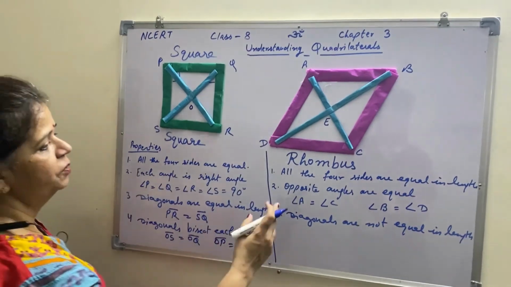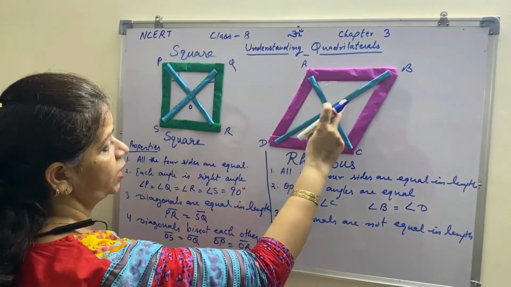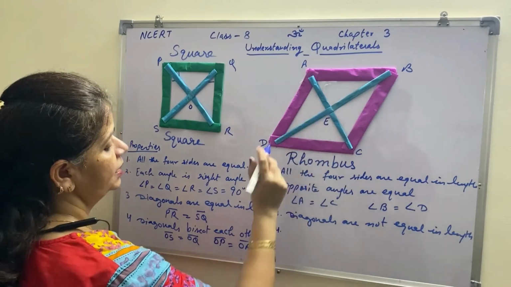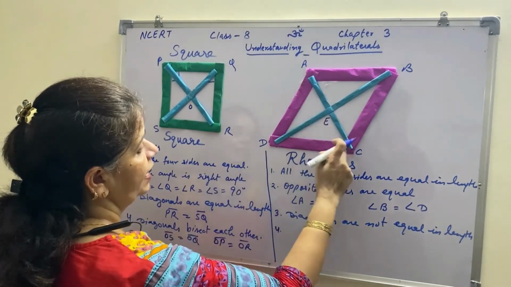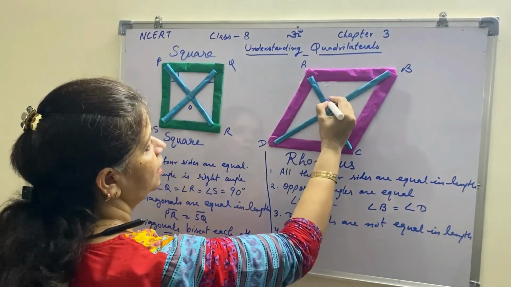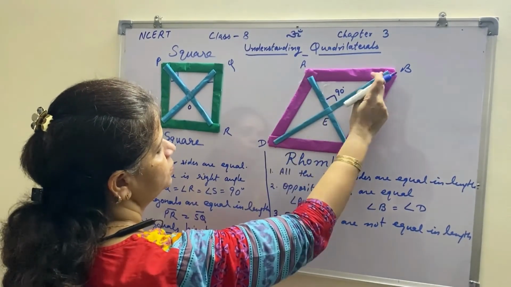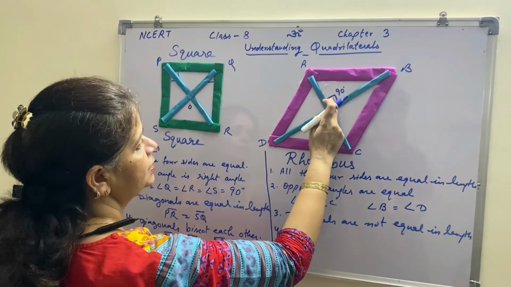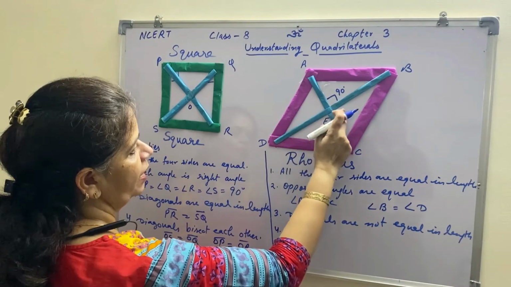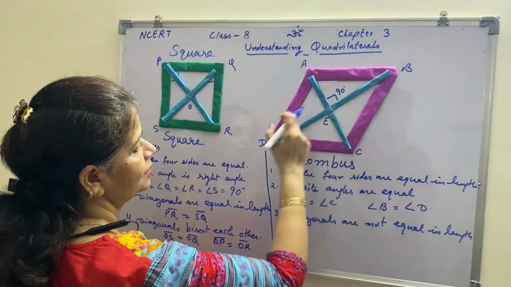While in a rhombus, if we see the property of diagonals, the diagonals are not equal in length, and suppose the diagonals cross each other at a point E, then one property is the diagonals bisect each other, and the second property is diagonals are perpendicular to each other. That means this diagonal is perpendicular to this diagonal, so this angle is 90 degrees, similarly this angle is 90 degrees, similarly this one and this one. All these four angles formed by the crossing of the two diagonals are 90 degrees each.